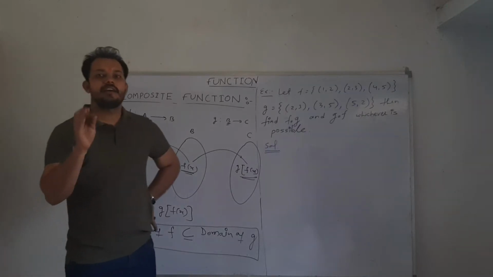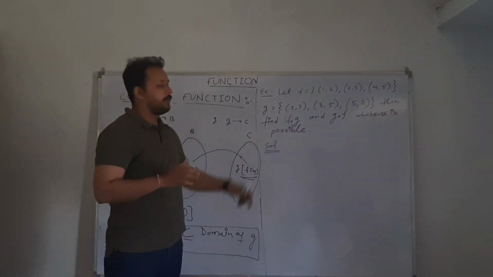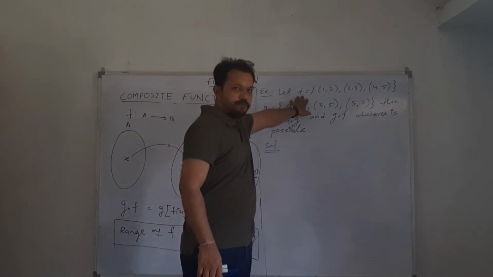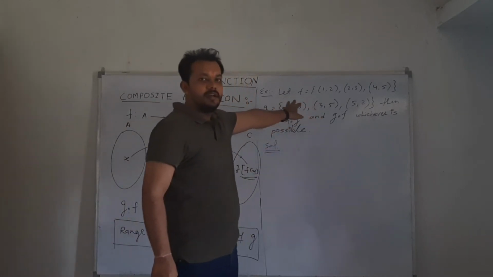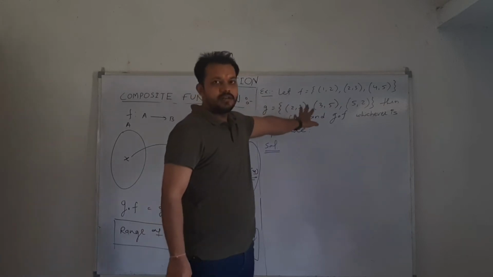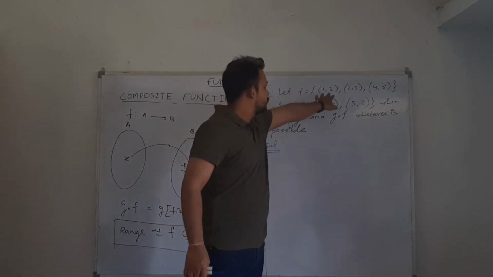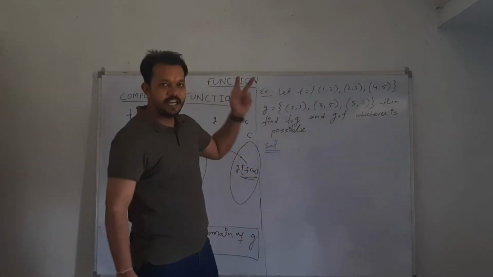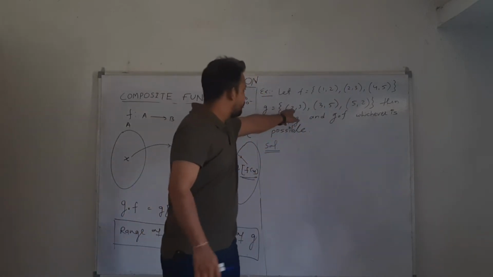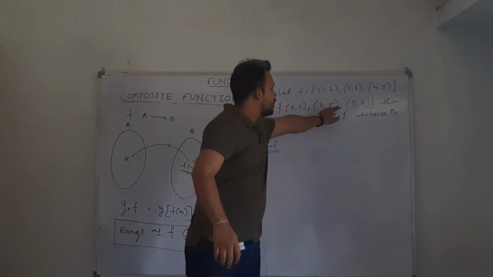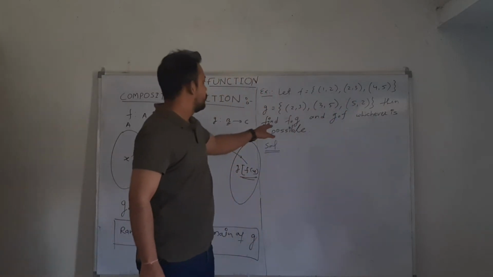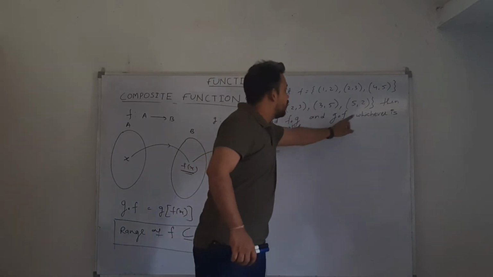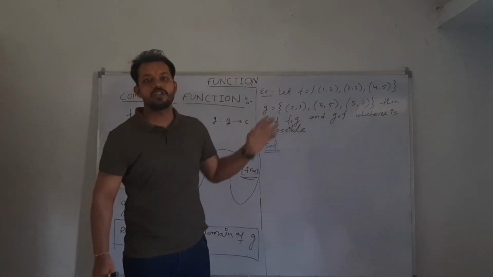Now we will understand the composite function with an example. Here we have a question which says that the function f is given. Here in this question, the function is defined as (1,2), (2,3), (4,5). We have a second function g, which is defined as (2,3), (3,5), (5,2). Then we have to find f o g and g o f, whichever is possible.